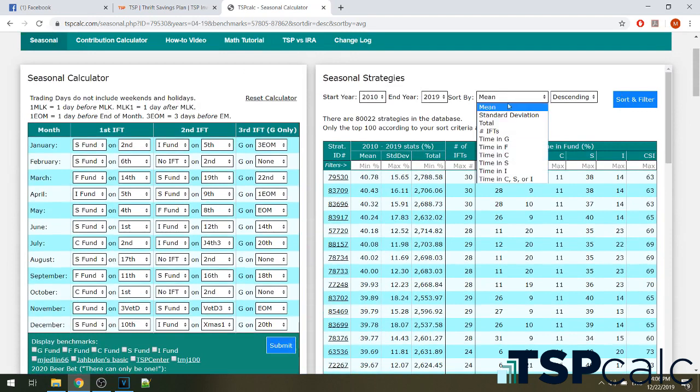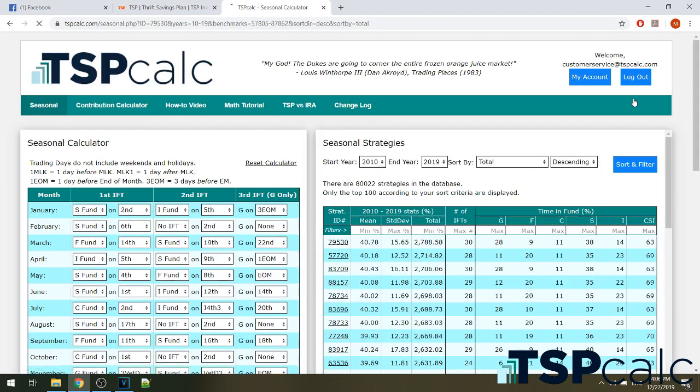Here you can sort by many different things. You can sort by the total. So say you wanted to say, well, what's the highest return strategy that has been calculated from 2010 through 2019? That's this one. It has returned a total of 2,788.5%. You could sort by ascending.